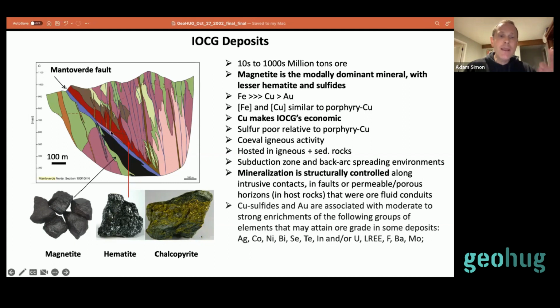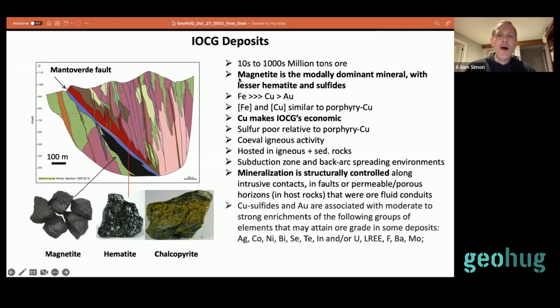And importantly, in all of the Andean IOCGs, we see an early generation of hematite, which is later reduced to magnetite. And the term that is used to describe that is mushketovite. So early specular hematite that is subsequently reduced to magnetite is called mushketovite.